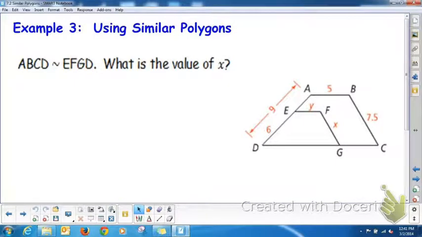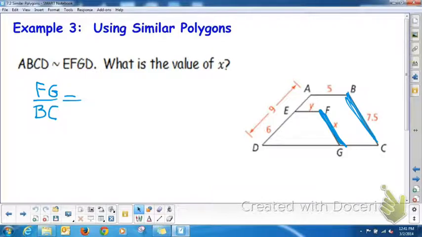All right, we can use similar polygons. If you know two polygons are similar, then you know that the ratios of their sides are proportional. If we want to find the value of x when we know that ABC is similar to EFGD, well, here's x. FG corresponds to BC. How many ratios do you need in order to solve? Well, you just need 2, so you can cross multiply, use a cross product property.